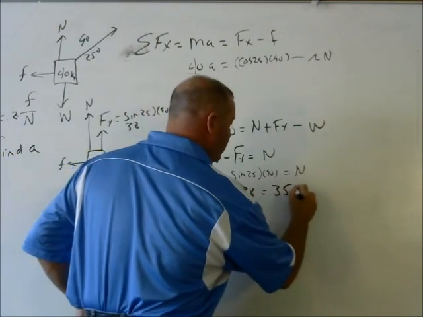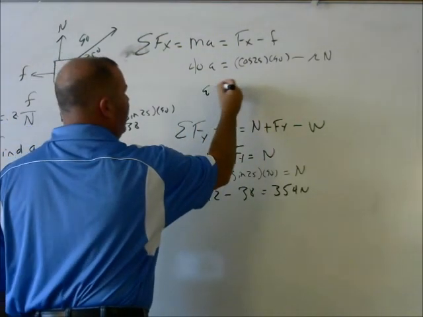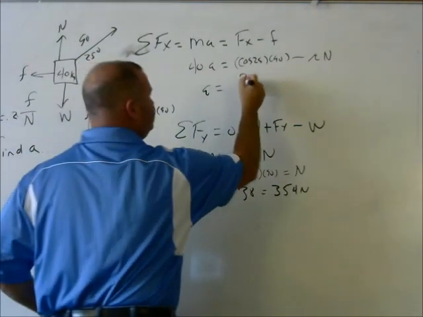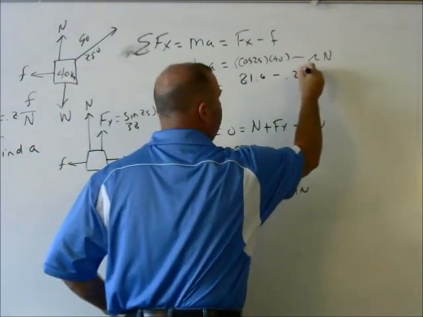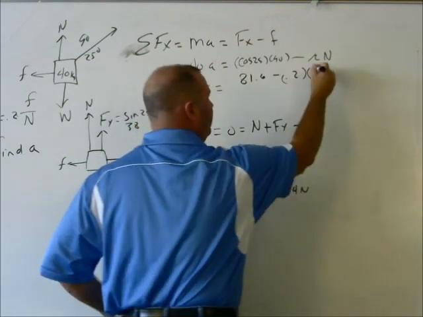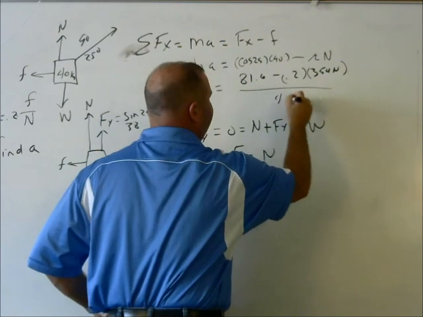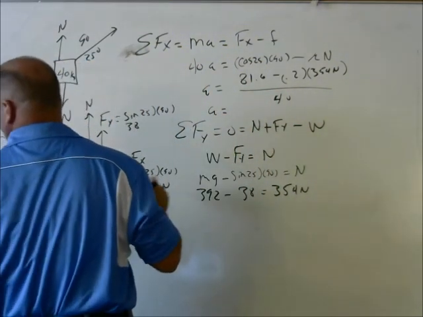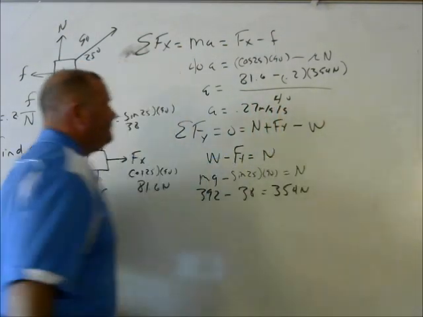354 for normal force. So now I can go back here and say that A should be equal to cosine 25 times 90, which is my 81.6, minus 0.2 mu times 354 for normal. All that divided by 40 should give me A. And my acceleration in this case should then be equal to 0.27 meters per second per second.